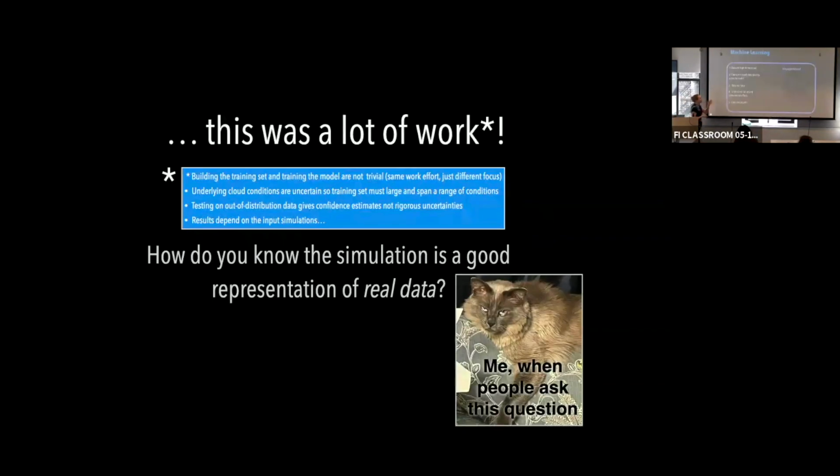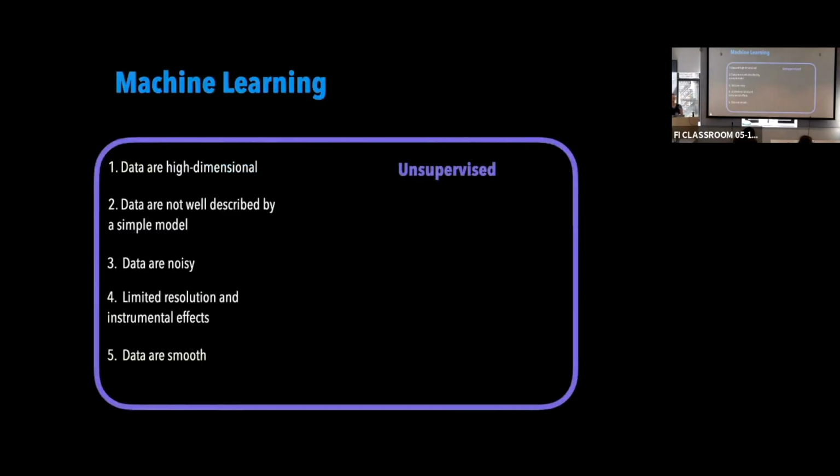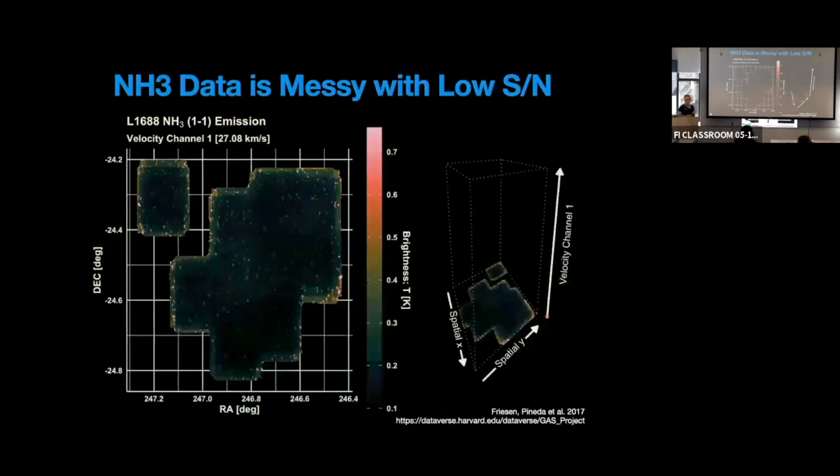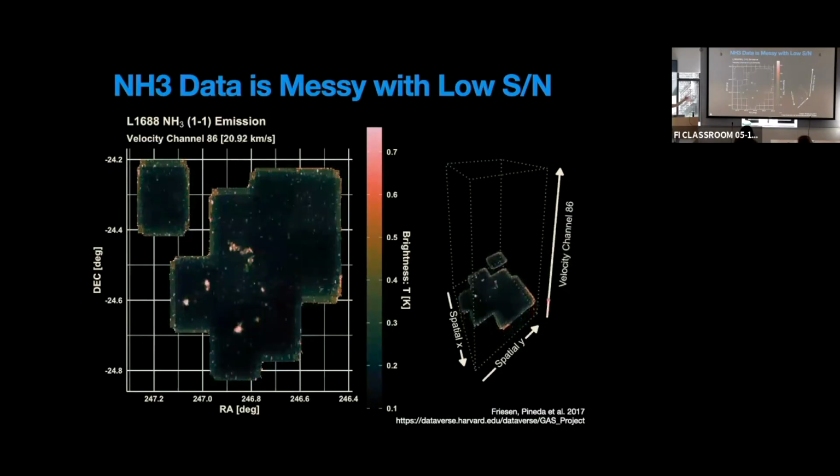All right, so we can do a correction and switch to talk about unsupervised machine learning. We're going to move away from trying to find a model with labels and just ask, what is the data telling us about the structure within it? So I'm going to tell you about a new approach, multiview prototype embedding and clustering, MPEC. Back to our data you saw before. This is ammonia data from the Green Bank Ammonia Survey, or GAS survey. Again, we see it's very messy, blobby, with lots of noise.